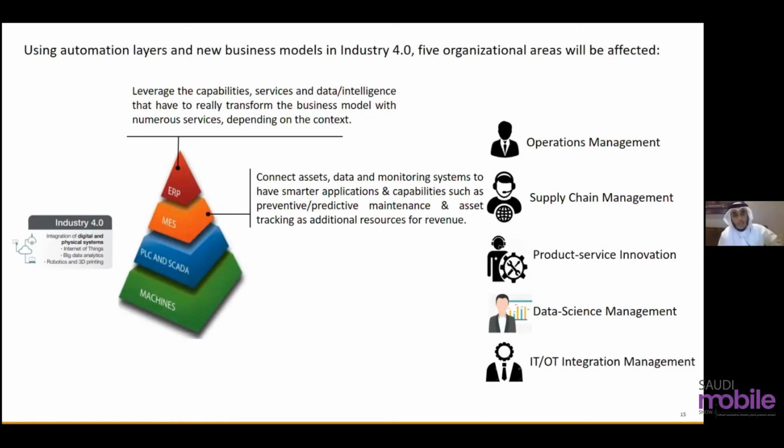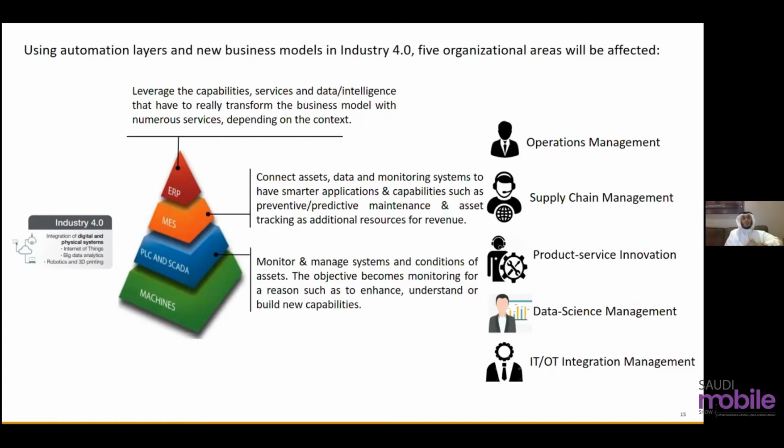With regard to the MAS, it will enable us to connect assets, data, and monitoring systems to have smarter applications and capabilities, such as preventive and predictive maintenance and asset tracking as digital resources of revenue. With regard to SCADA, for example, it will monitor and manage systems and conditions of assets. The objective becomes monitoring for a reason, not just monitoring for monitoring's sake, but for logical reasons, such as to enhance, understand, and build new capabilities.